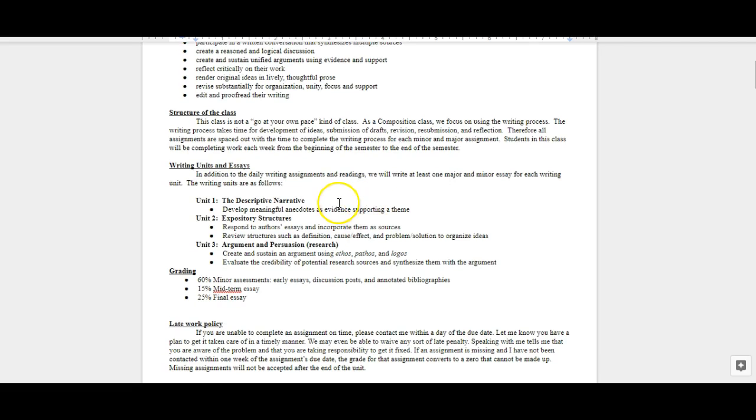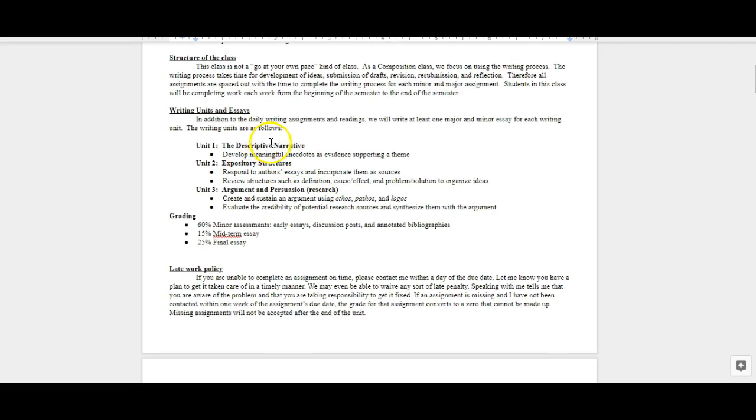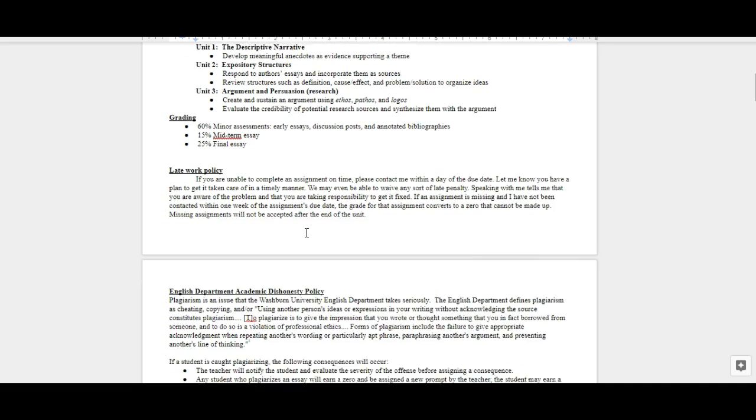Our units are essentially broken down this way. We have a descriptive narrative. Unit 2 is the expository structure. And then Unit 3 is a research-based persuasive argument. Grading in this case, 60% minor assessments, which would include our early essays, our discussion posts, and annotated bibliographies, 15% for a midterm essay, and then 25% for a final essay.